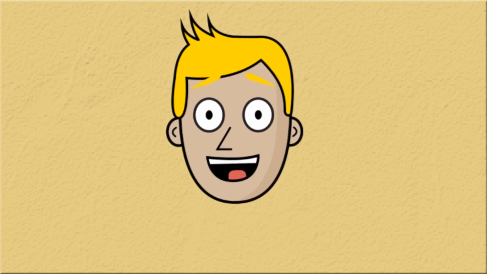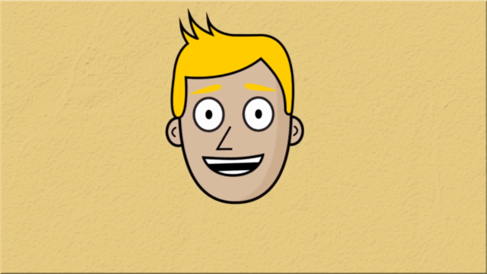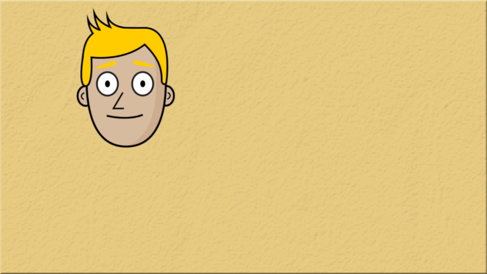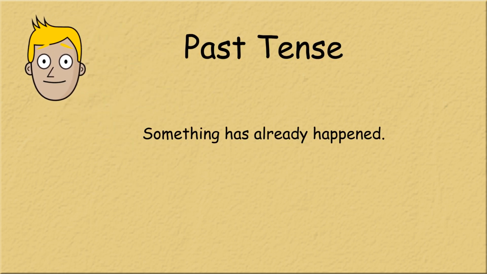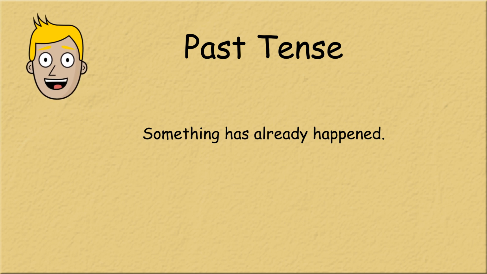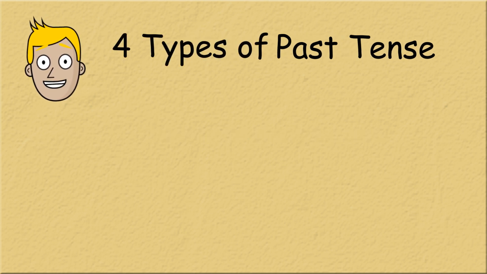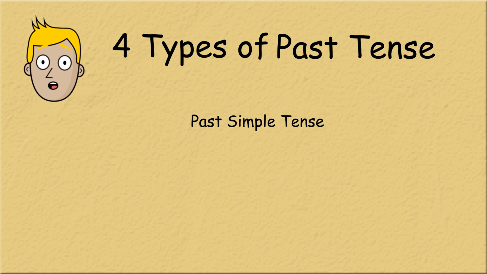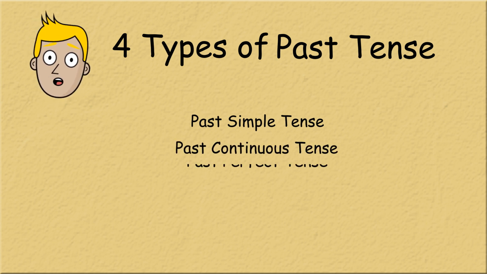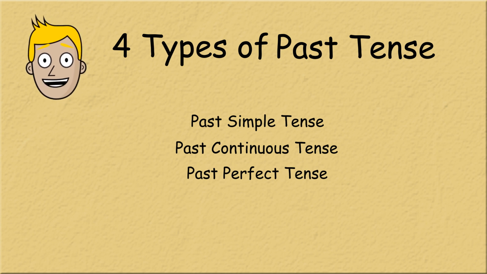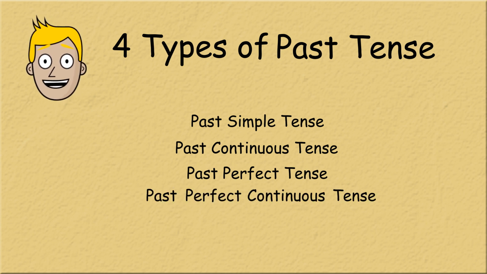In this series, I will be talking about verb tense and how we use it. Stay tuned to see more videos about present and future tense. We use past tense to say that something has already happened. This is useful when we are telling stories or when describing things that we have done or seen. Within past tense, we have 4 different types. They are past simple tense, past continuous tense, past perfect tense, and past perfect continuous tense.